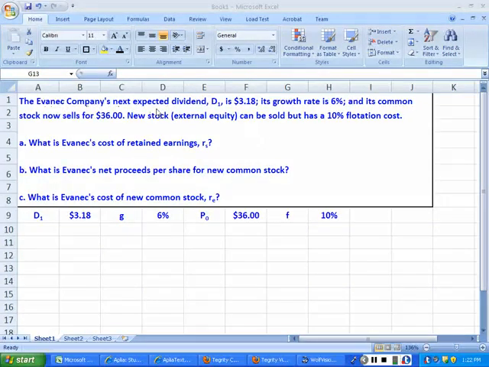Now we have the Evanet company that is expected to pay a dividend D1, the next period dividend, of $3.18. That dividend is growing at a 6% rate, so we're in a constant growth model. Common stock is currently selling for $36 per share. If they have to go with new equity, they're going to have to pay the investment banker a 10% flotation cost. So we're asked to find R sub S, the cost of equity using retained earnings, R sub E, the cost of equity using new common stock, and to show what the net proceeds from common stock are for that information.